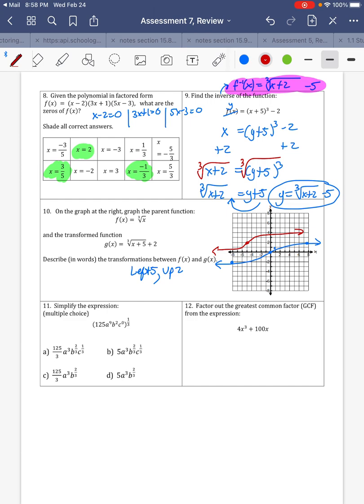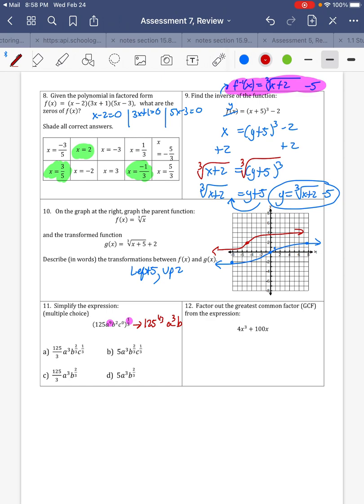All right, let's see. This guy, 125, remember 1/3 means the cube root. So I've got 125 to the 1/3 power. Remember what you do with your exponents here. You multiply the 1/3 times this exponent. So 1/3 of 9 is 3, so A is 3.